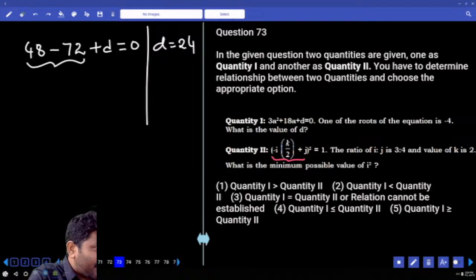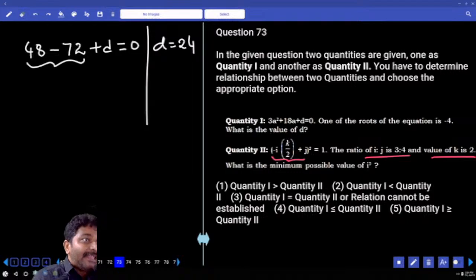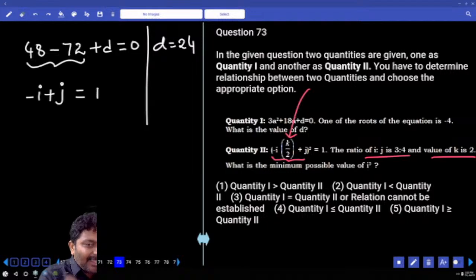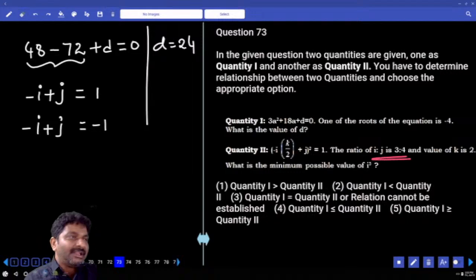Agreed? Right. The ratio of i and j is 3:4. Okay, fine. The value of k is equal to 2. Exact number is there. Let's substitute the k value here. 2 by 2. Then you write the equation: minus i plus j whole square is equal to 1. Then minus i plus j is equal to either plus 1 or minus 1. And you know that the i and j ratio is 3 parts and then 4 parts.